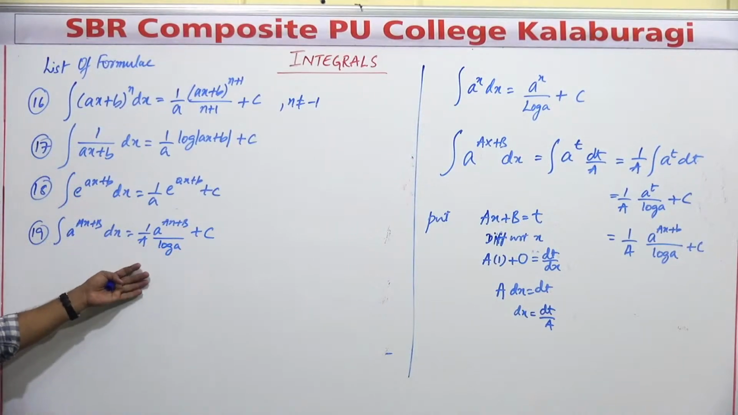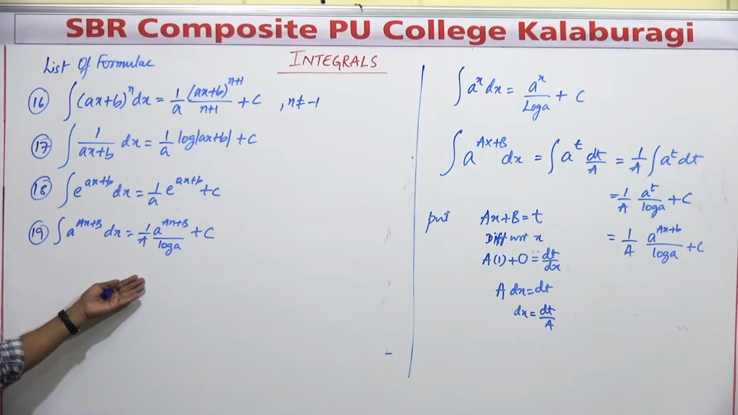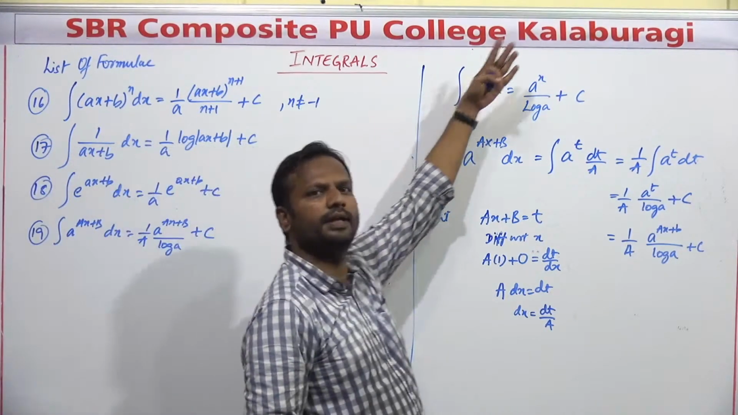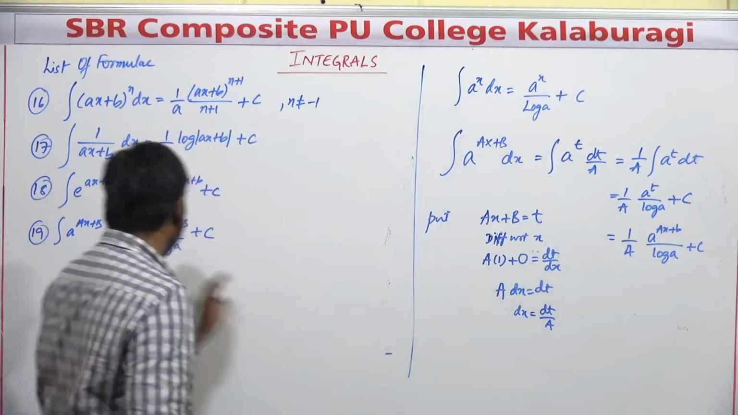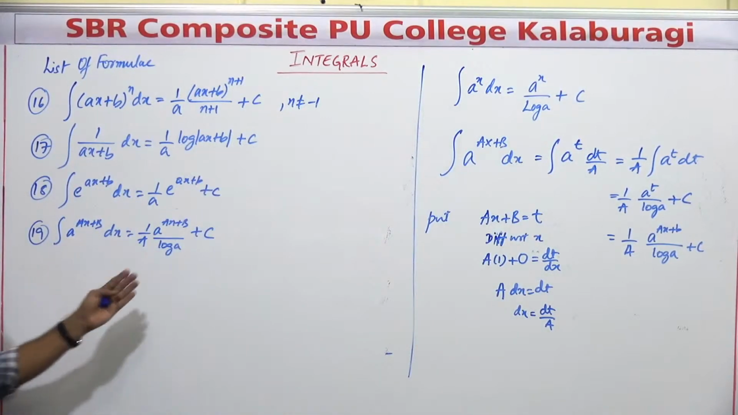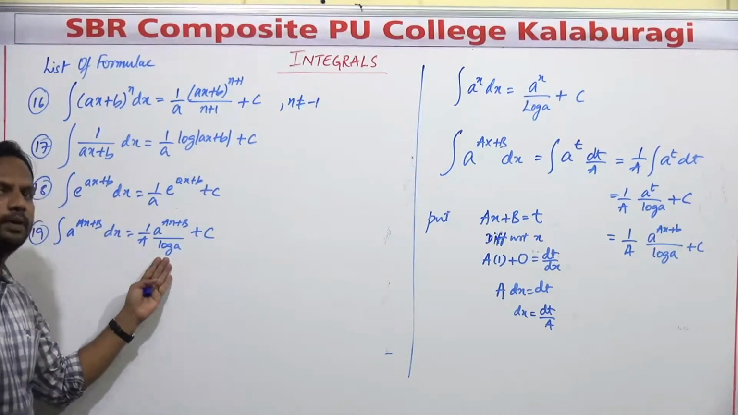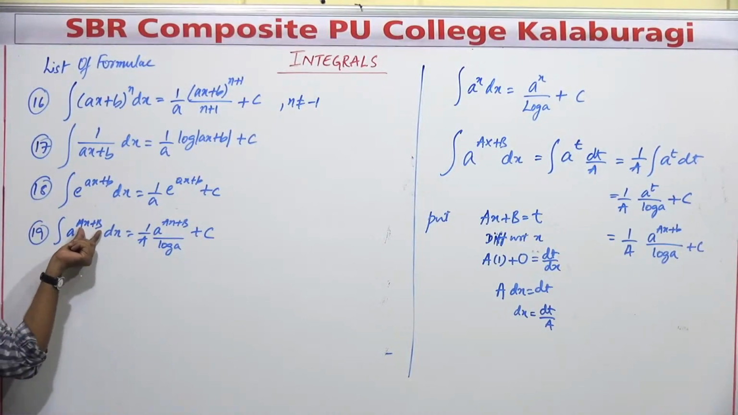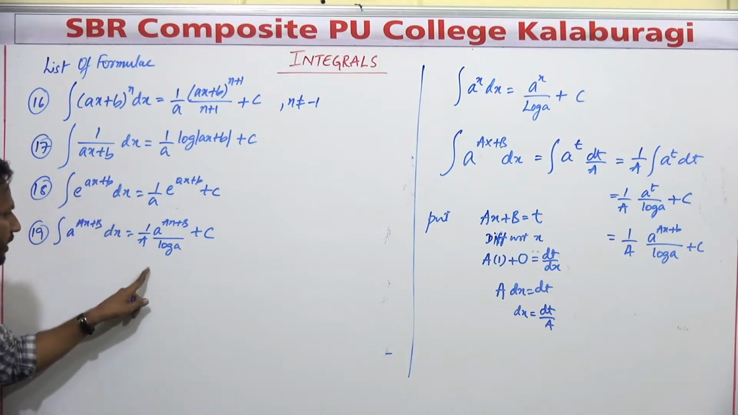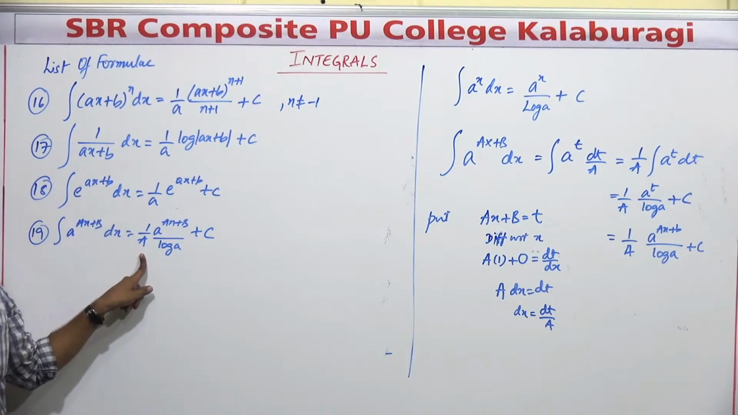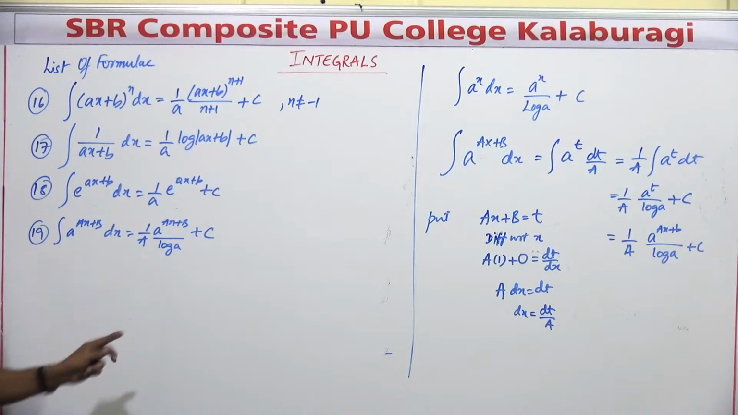So how do you remember this? Same thing. The integration of a raised to x is a raised to x by log a. Now you see, differentiate ax plus b. What is the derivative of capital ax plus b? It is a. That you have to divide in the denominator. Got it?